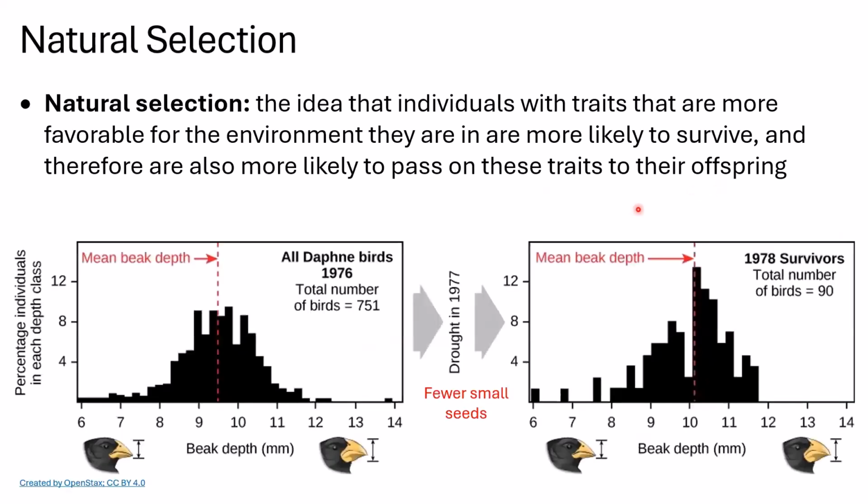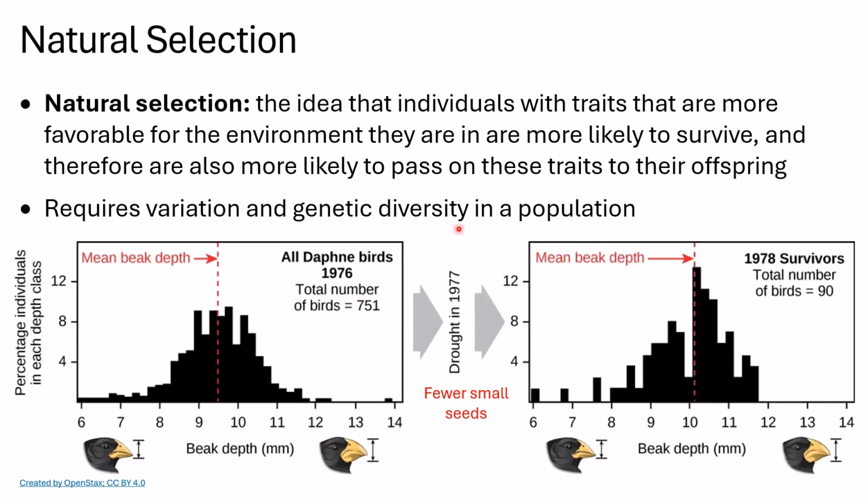An example of natural selection over the course of a generation is finches on the Daphne Major before and after a drought. These finches have variation in beak size, with some having smaller beaks and some having larger beaks. Prior to the drought, the average beak size was about 9.5 millimeters. However, after the drought, the number of small soft seeds reduced much more drastically than the number of large hard seeds. This meant that of the surviving birds, the ones with larger beaks were better able to survive and reproduce. A year later, the average beak size went up to a little over 10 millimeters. Ultimately, natural selection requires there to be variation and genetic diversity, such as a variation in beak size.